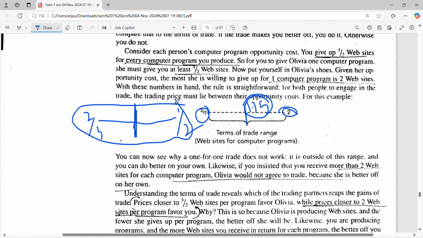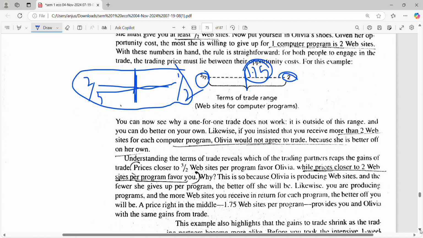So the principle of comparative advantage does not provide exact terms of trade, but it does provide a range in which the trade will occur. It prescribes how gains from trade are split between two parties. If the exchange rate is one computer program for one website, then you are not ready for that. You need some kind of profit, right? So the range of terms of trade has to be mutually beneficial, and for that the price will be in between, in the center.